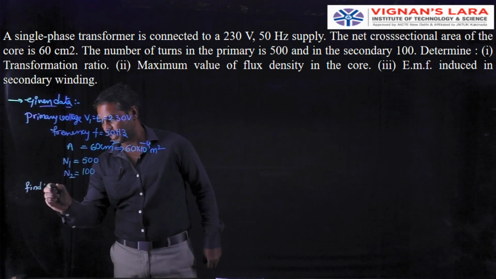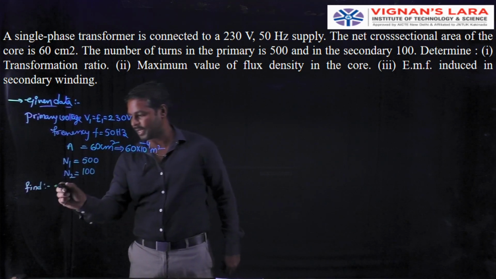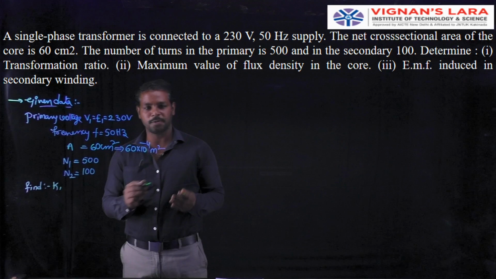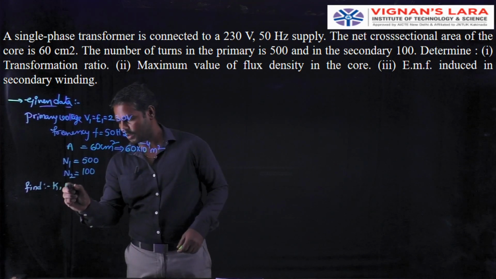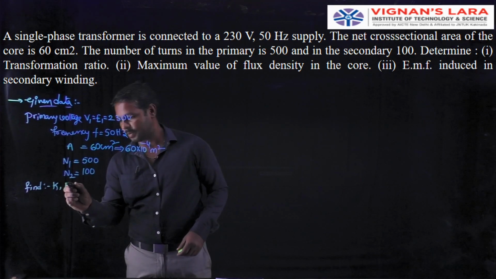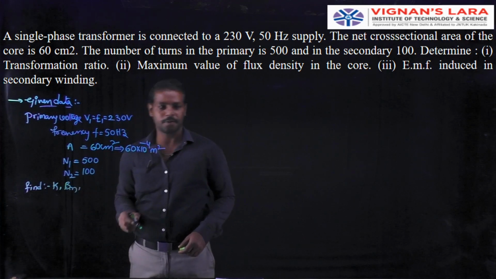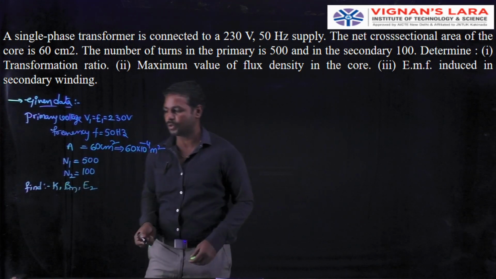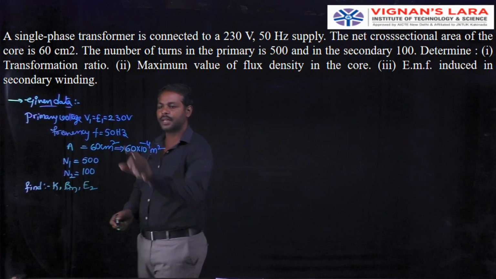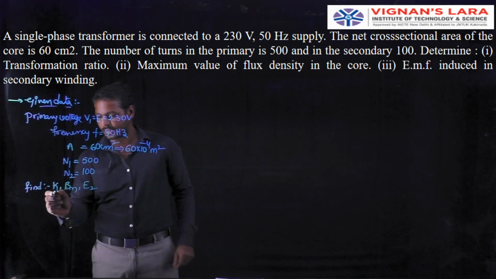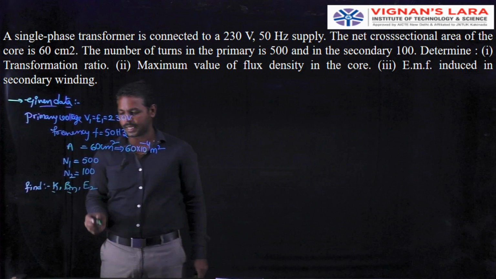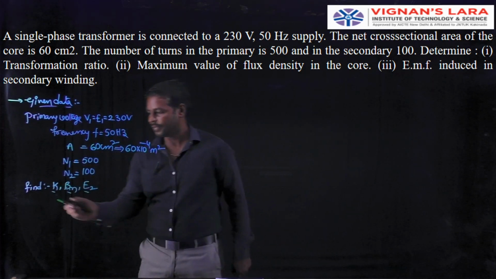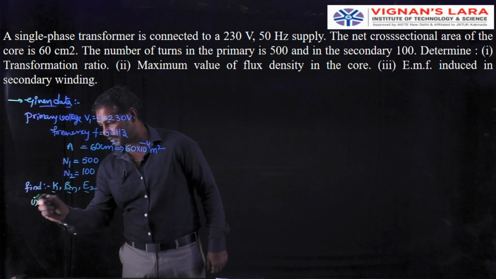So find, whatever the parameters to be calculated: one is transformation ratio, second one is maximum value of flux density in the core, so that means Bm, third one is EMF induced in secondary winding, which is equal to E2. So based on given data we are calculating the transformation ratio, maximum flux density and induced EMF in secondary winding. So first bit is transformation ratio.